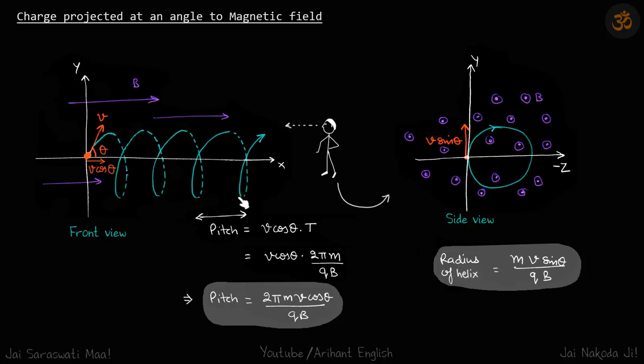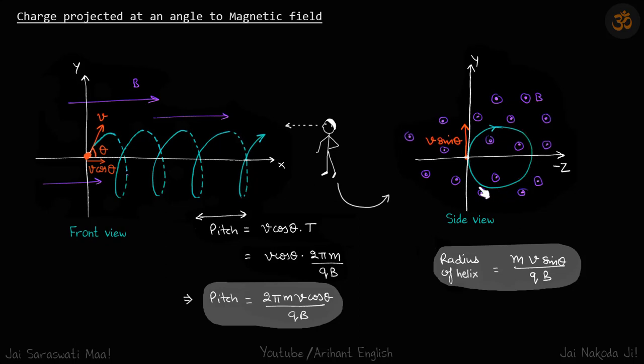Now this distance between the two rings is called pitch. And the velocity in x direction is V cos theta. If I multiply V cos theta by time period of one complete loop, I will get the pitch. So pitch is V cos theta into time period of one complete loop from here to here. So time period is 2 pi m by qB. It's constant, we have already seen. So pitch comes out to be 2 pi m V cos theta by qB.